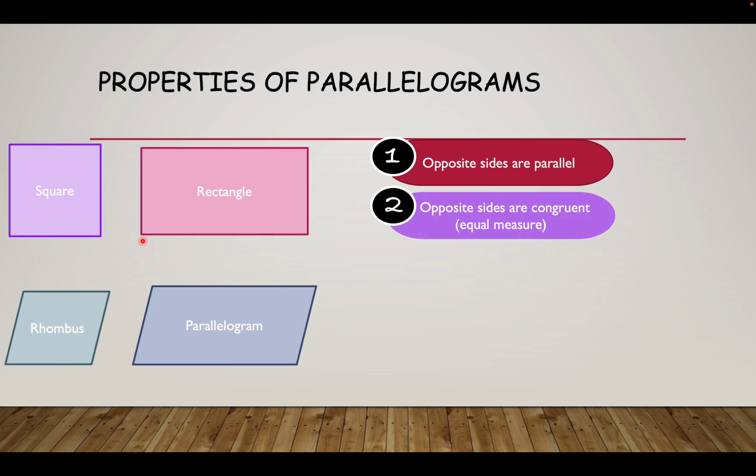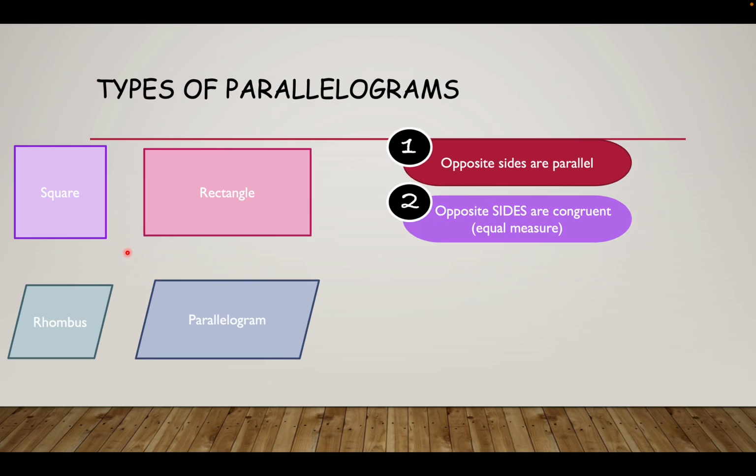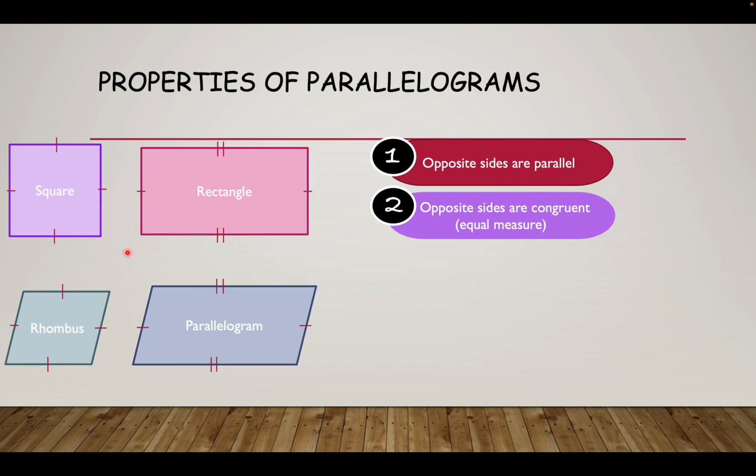Property 2, opposite sides are congruent. So you're looking for tick marks to indicate that opposite sides are congruent. Two tick marks go together, one goes together with that one.